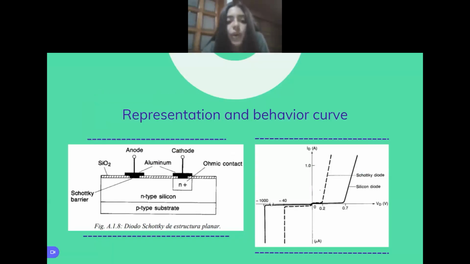Based on what was mentioned above, the behavior curves are as follows. Next to it you can see the diagrams of the type of diode.